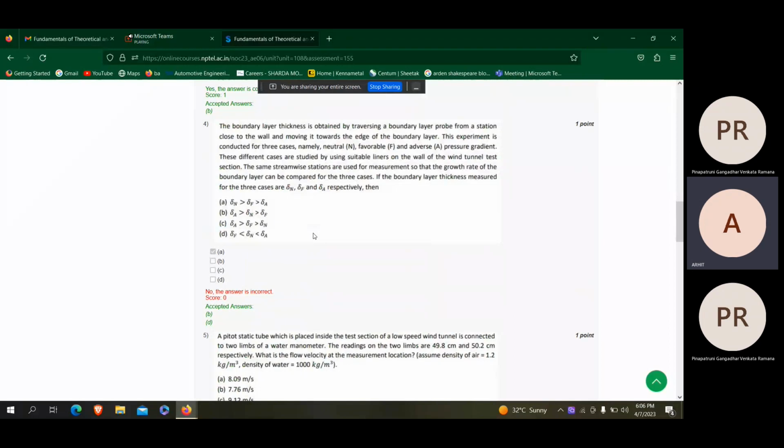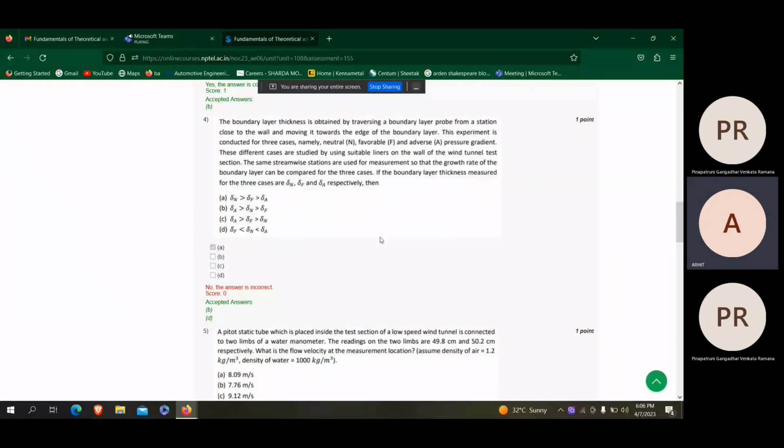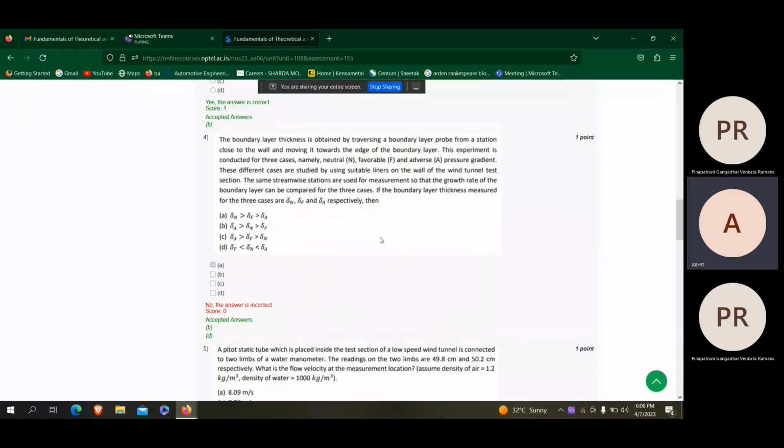Sir, actually, I haven't got good marks in this assignment. Multiple answers were wrong because I was not able to understand. In question 4, my answer was that thickness at neutral is greater than thickness at favorable, which is greater than thickness at adverse pressure gradient, when we measure it with a pitot static tube. That was the concept of the question.